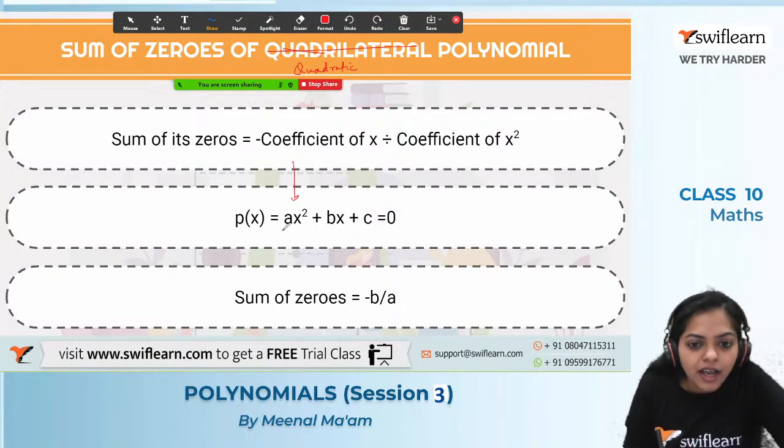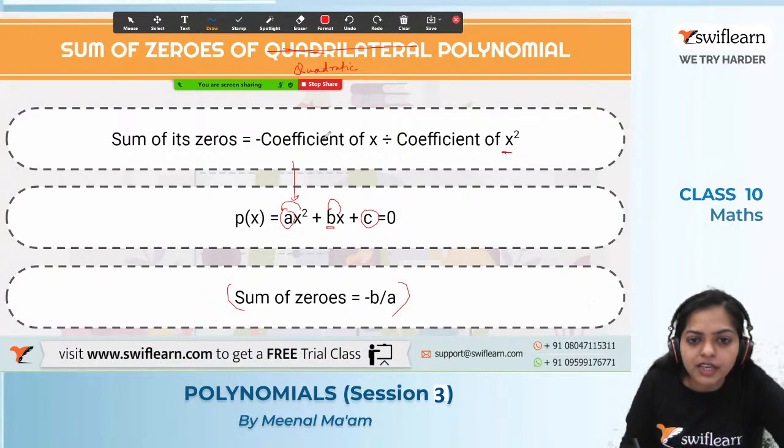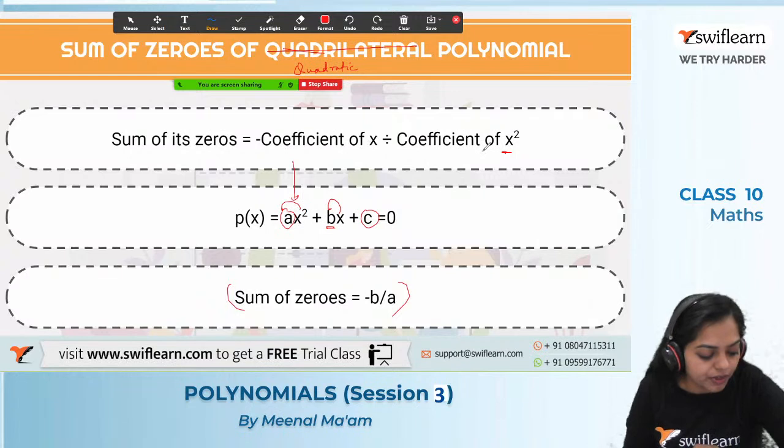Okay? Alright. And now here the coefficient of x square is what? a. Coefficient of x is what? b. And the constant term is c. We have already discussed how to find the coefficient. The coefficient is nothing but the multiplier of that term. So the sum of zeros will be equal to what? Minus coefficient of x. What is the coefficient of x? b. And divided by the coefficient of x square. What is the coefficient of x square? a. So the sum of zeros in a quadratic polynomial will be equal to minus b by a. Got it? Or we can say minus coefficient of x divided by coefficient of x square. Got it everyone?